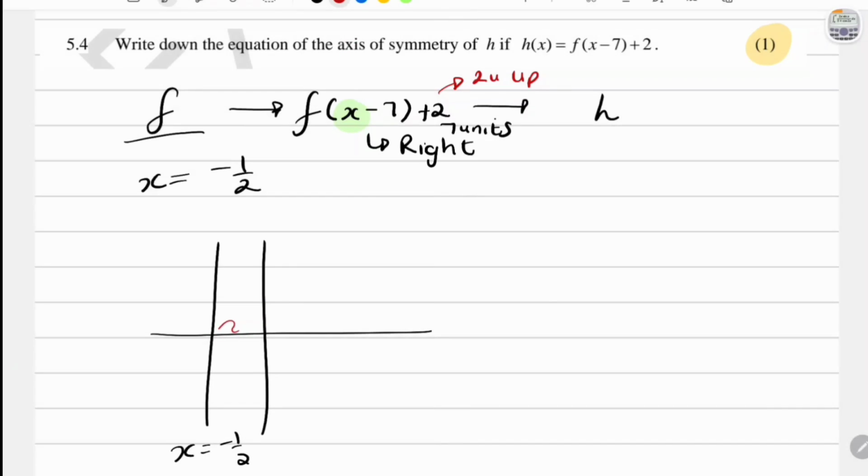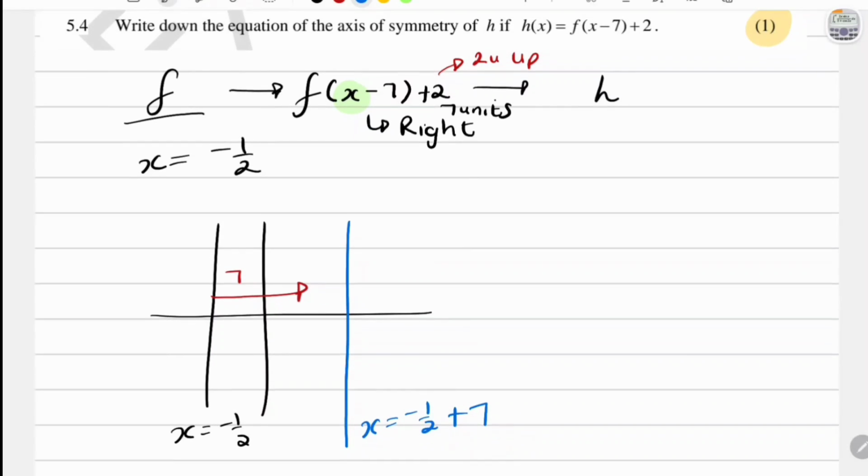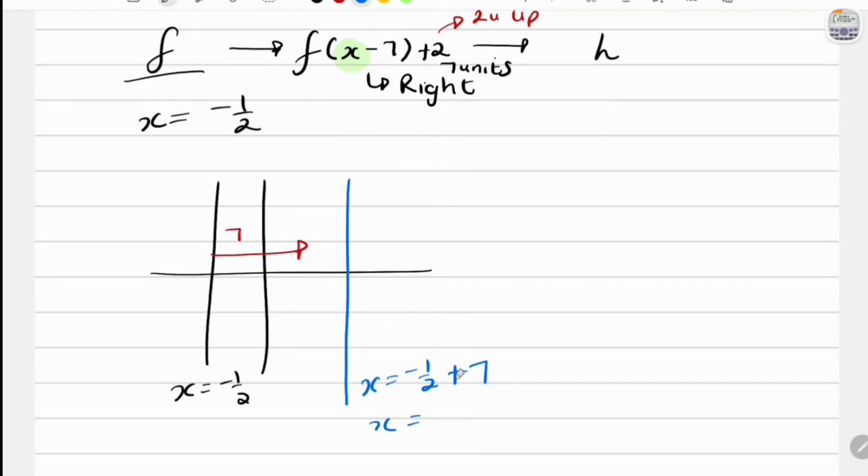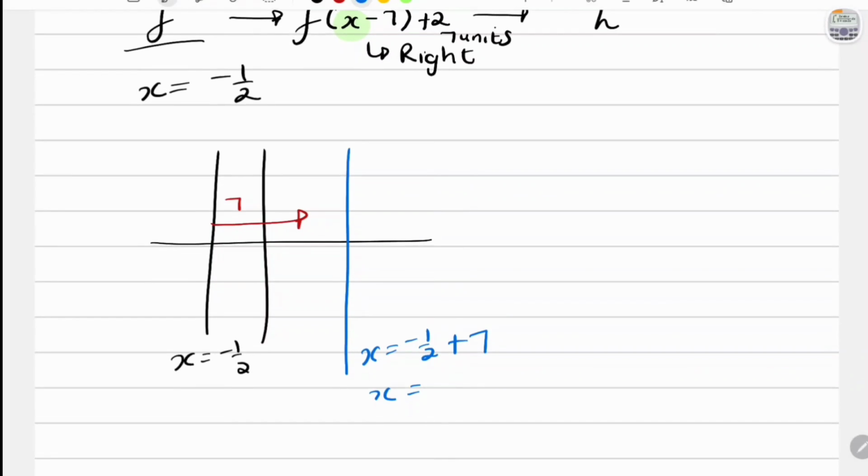If this moves 7 units to the right, it's at -1/2, and 7 units to the right moves this way. So you just need to add 7 to -1/2 and then you get your new graph. So your new graph is going to look like x is equal to -1/2 plus 7, and that's 7 minus 1/2, which is 6.5, which as a fraction would be 13/2. So you can either say 6.5 or 13/2, it's fine. That would be the new equation.